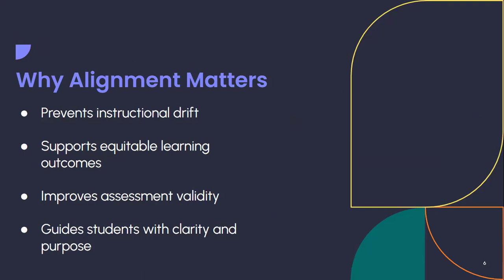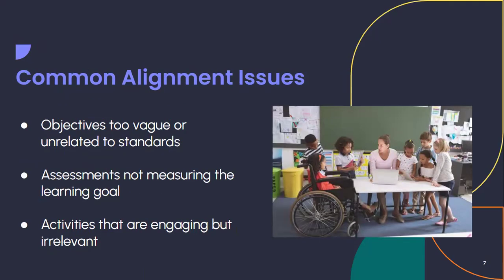It supports equitable learning outcomes. So this means that all students in the class are going to have access to the learning. It improves assessment validity. So how they're being tested is actually going to be more credible because the alignment supports that assessment. To kind of boil it down, basically what we're teaching them is directly tied to what we're testing them on. And it guides students with clarity and with purpose.